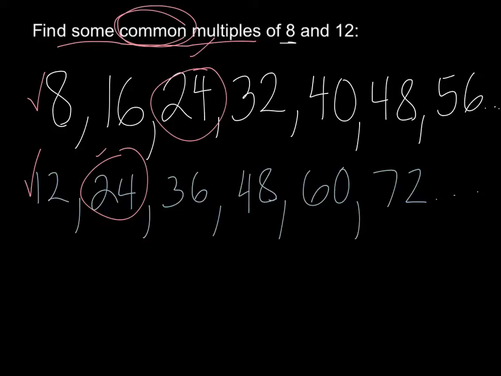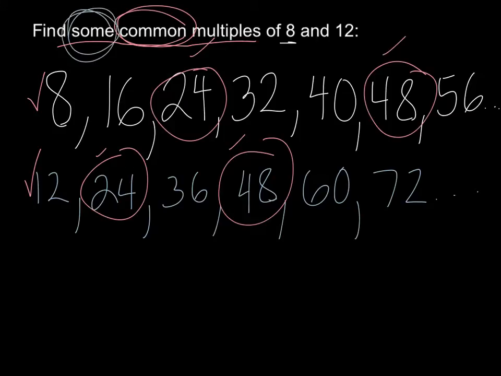I keep looking, and I found another one. 48. That's a common multiple as well. It's common in both lists. Now I want to draw your attention to something really important here. Notice that in the question I said some common multiples. And the reason I did that is because you couldn't really find all the common multiples, because as the number grows, you'd be getting into infinite numbers that would be multiples of 8 and 12. You could go on forever.